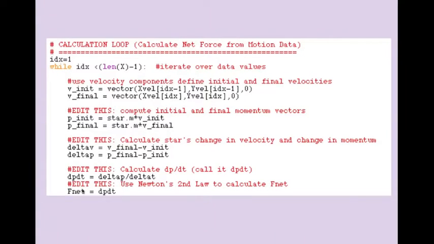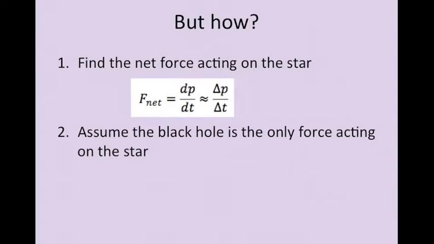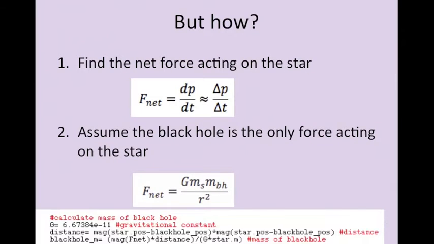We also said that the net force is equal to dp over dt, so we can throw that into the code as well. The next thing that we have to do is assume that the black hole is the only force acting on the star. Then we can use the equation, the net force is equal to the gravitational constant times the mass of the star times the mass of the black hole divided by the distance squared. We can easily put this into Python as well, so that way it calculates it for us.